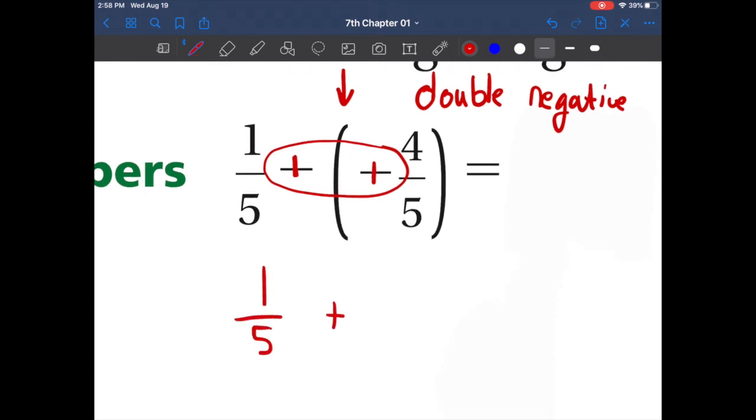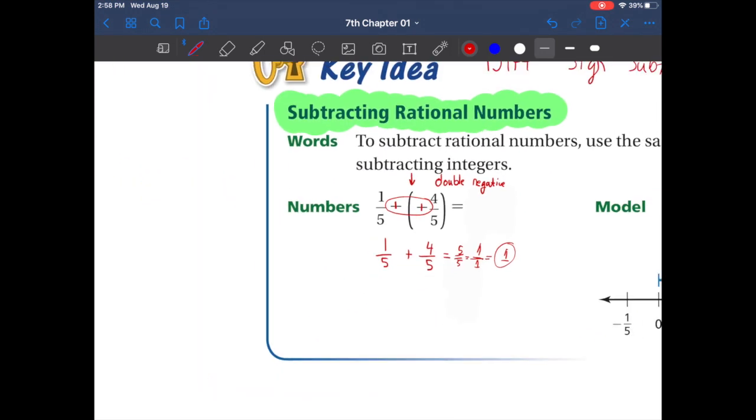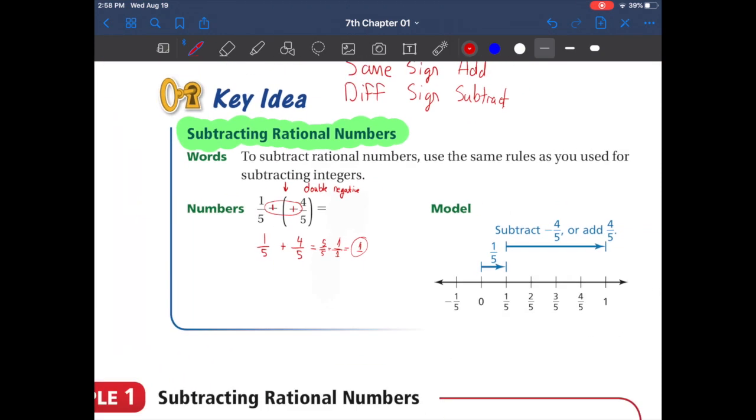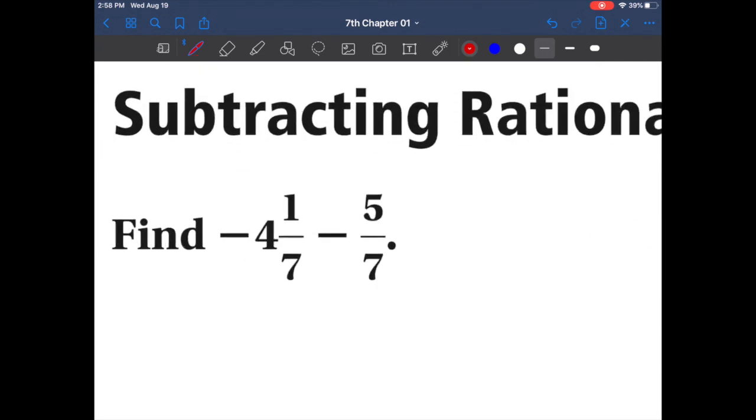We have 1/5 plus 4/5, and that's going to get us 1 whole, or we'll just say 5 over 5, which simplifies to 1 over 1, which is actually just 1 whole. So the answer for this problem is 1. Okay, now let's try another problem on subtracting rational numbers.